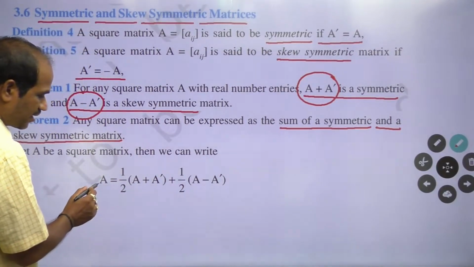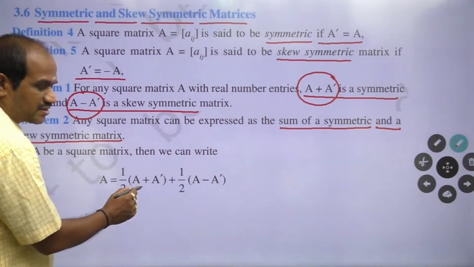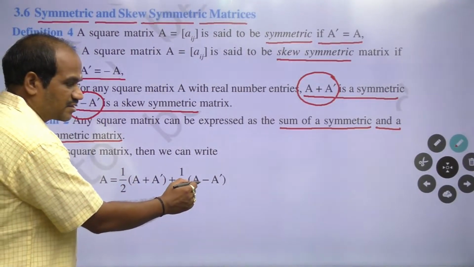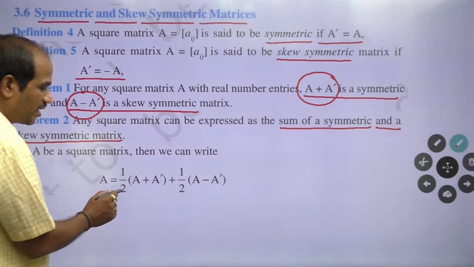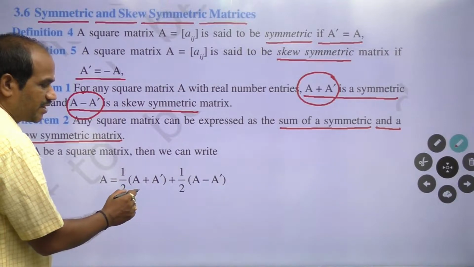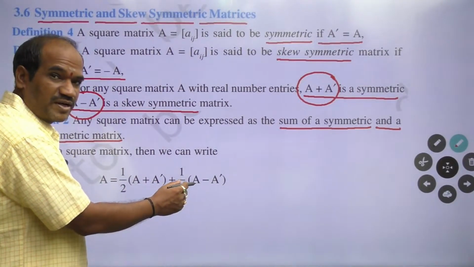A is a square matrix. A plus A dash is a symmetric matrix, and A minus A dash is a skew symmetric matrix. So A is equal to 1 by 2 into A plus A dash, this is the symmetric matrix, plus 1 by 2 into A minus A dash, this is the skew symmetric matrix.